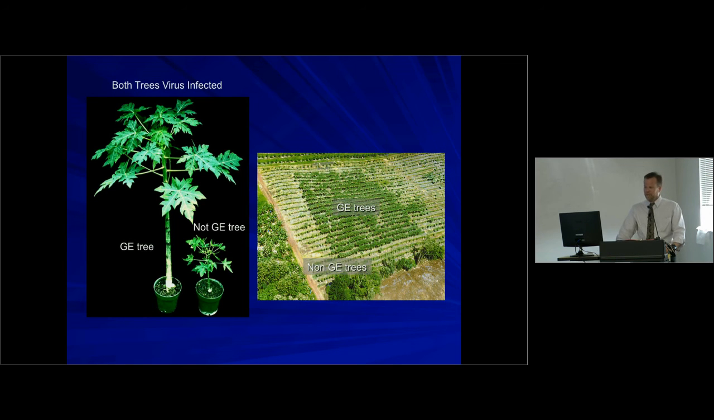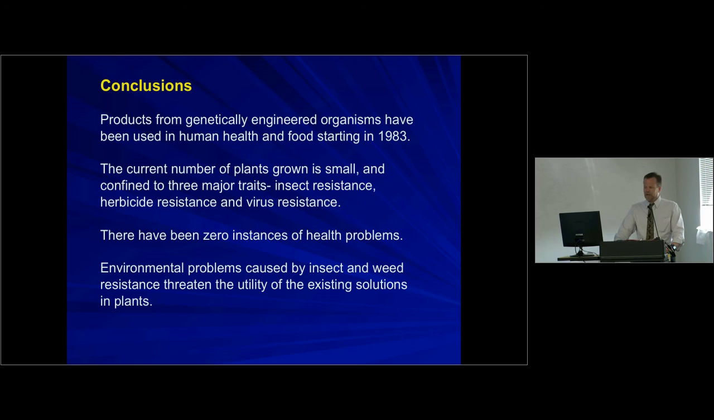So to conclude, we know that the products from genetic engineering have been used by humans in health and food since 1983, starting with insulin and human growth hormone, and finishing with more modern examples in food where we can see advantages of insect, herbicide, and virus resistance that we're seeing in a variety of different crops. Right now, the current number of crops is reasonably confined just partially because of a regulatory system that is slow. And we'll talk about that more in week 4.